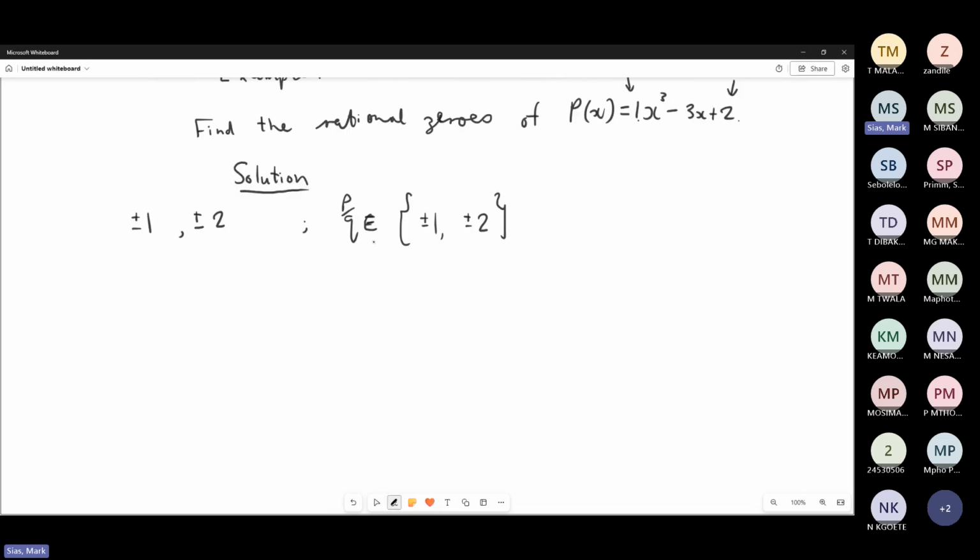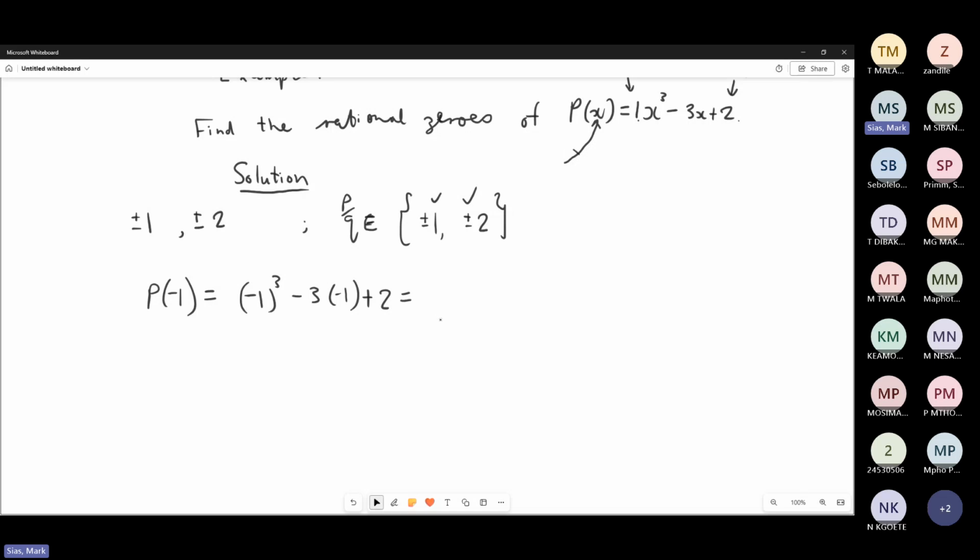So now we have to test. We can test the positive values, we can test the negatives and see when we substitute them into here. Sorry guys, when substituted into there, those four possible values for p over q, we'll see which ones of those values will give us p of x equal to 0, okay? When x assumes those values. So let's try p of minus 1 and see what it gives us. P of minus 1 is minus 1 cubed, minus 3 times minus 1 plus 2.